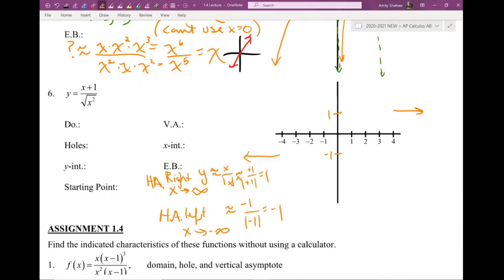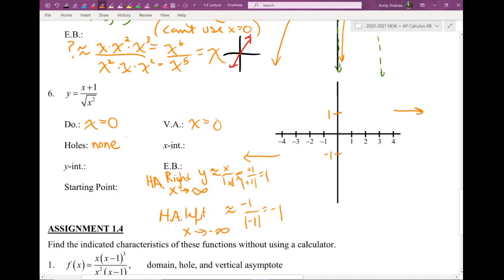So what numbers are not allowed to be in my domain? Definitely x cannot equal 0. Absolutely not allowed there because I would end up with a division by 0, and that's bad. So that has got to be my vertical asymptote, x equals 0. As far as holes go, there's nothing I can simplify, so I'm going to say none here.